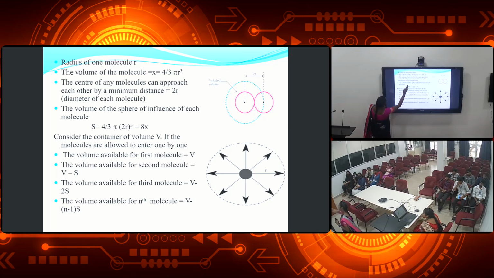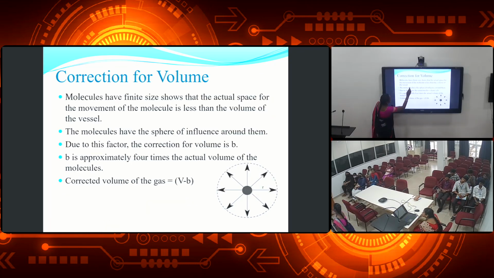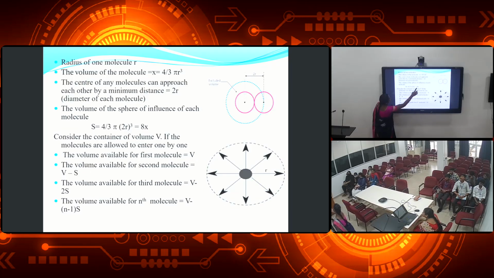Then we can write the volume of the sphere of influence of the molecule, S, equal to 4 by 3 pi, instead of r we write 2r, the whole power of cube. Then 2 to the power of 3 is nothing but 8. So 8 into 4 by 3 pi r cube is nothing but 8x. The sphere of influence on each gas molecule is nothing but 8x.